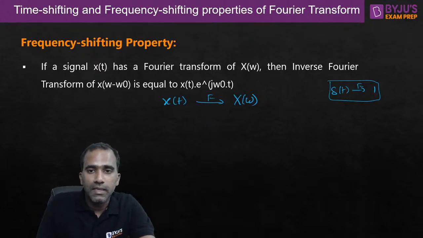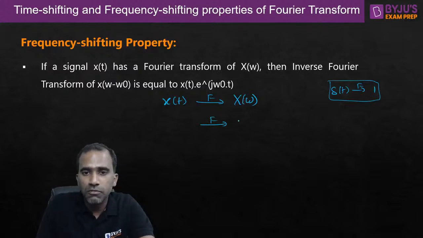Right. So what they are saying is, the inverse Fourier transform of X of omega minus omega naught. Let me say this is capital X.